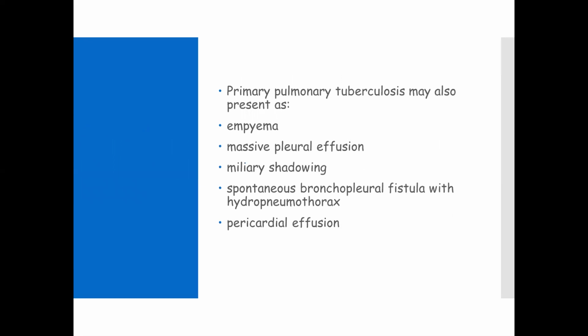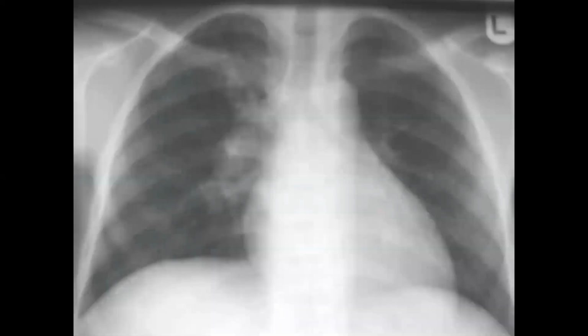Then one thing you need to know is primary TB may also present as empyema, pleural effusion, miliary shadowing, spontaneous bronchopleural fistula with hydropneumothorax, or pericardial effusion. So let's look at the diagram here. I hope you're able to see adenopathy here, here. Then this is basically a Ghon complex. So remember what a Ghon complex was? That was Ghon focus plus lymphadenopathy.